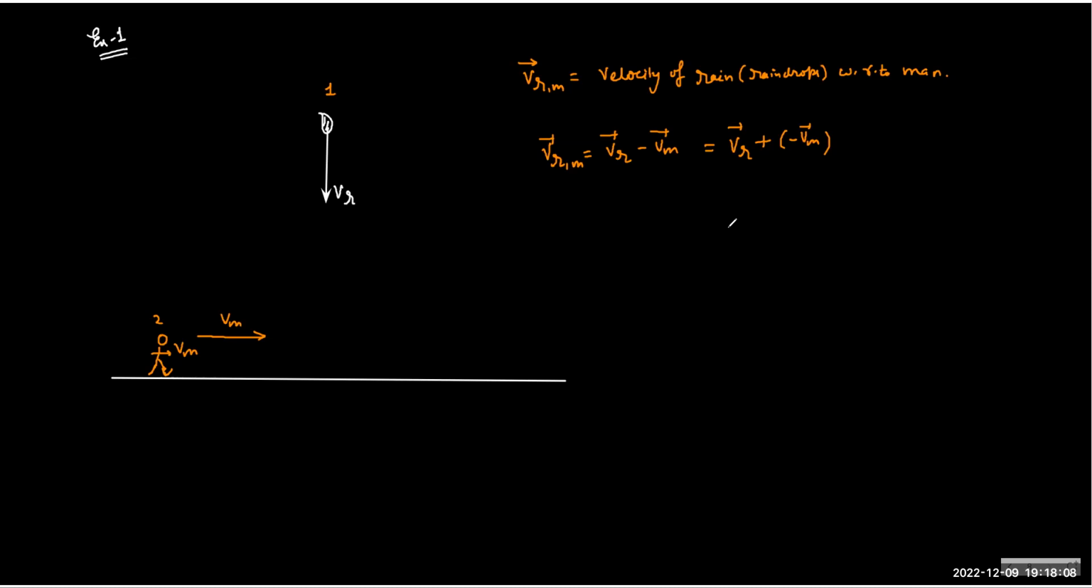Is this clear? Yes, sir. So if you know the direction of VR, if you know the direction of VM, then it is very easy to draw the direction of VRM. Just draw two vectors and add them together.